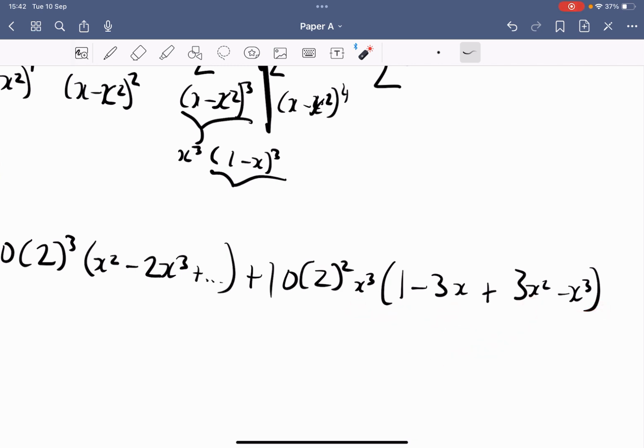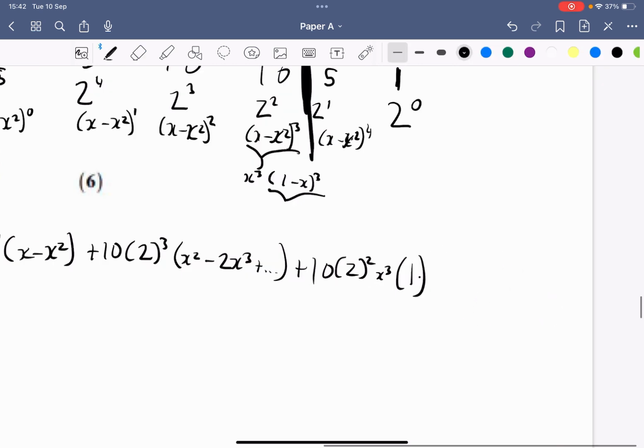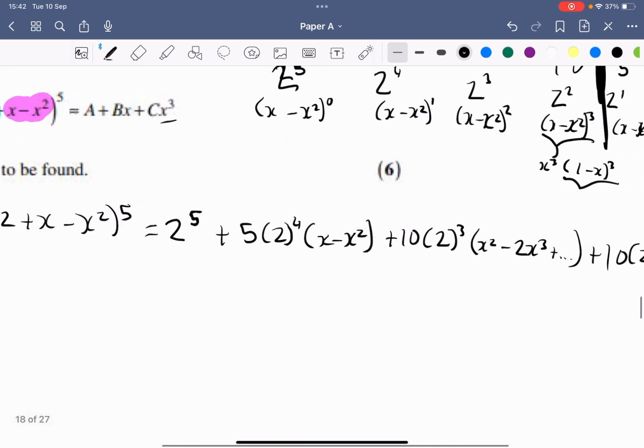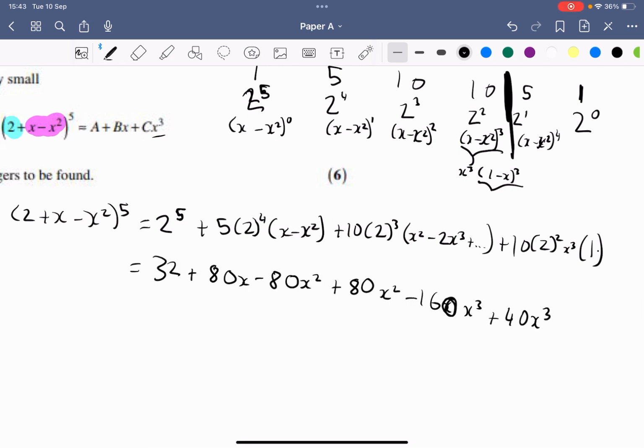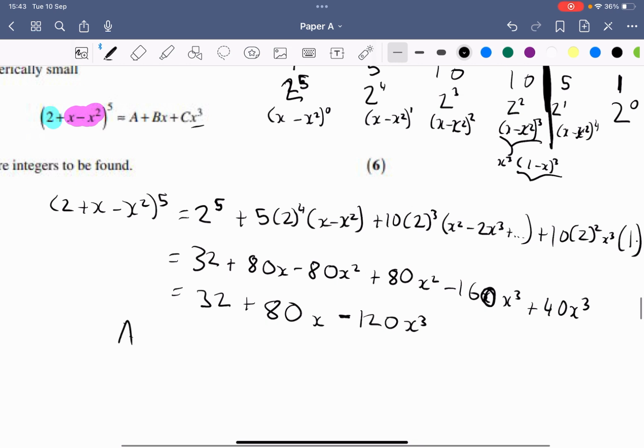But also, we're going to multiply this whole thing by x cubed, and once you do that, we get x cubed here, and then we get x to the power 4, and we don't really need that. So essentially we can just rub this whole thing out because we don't need it. Then from here we can simplify this whole thing, and if I simplify this I get the final equation. So I'm just going to write a equals 32, b equals 80, c equals minus 120.